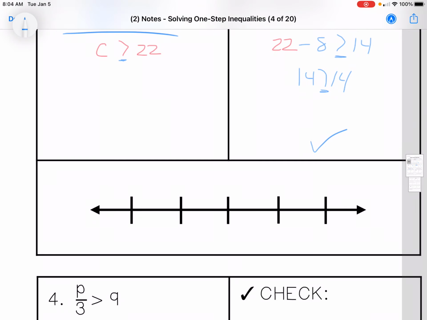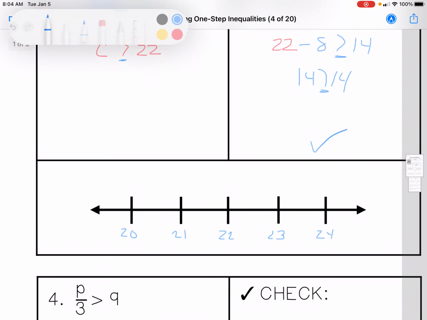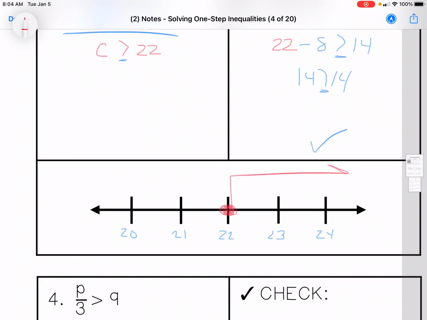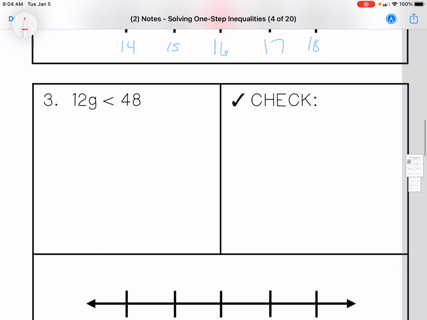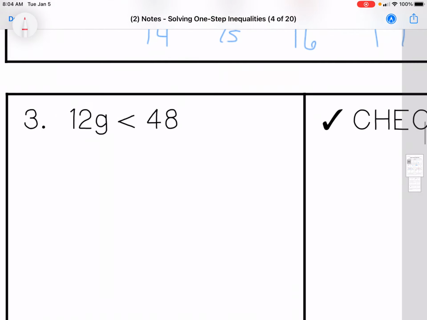So go ahead down here and graph it, 22. All right. It's going to be a closed dot. It is greater than, so it goes to the right. Okay.